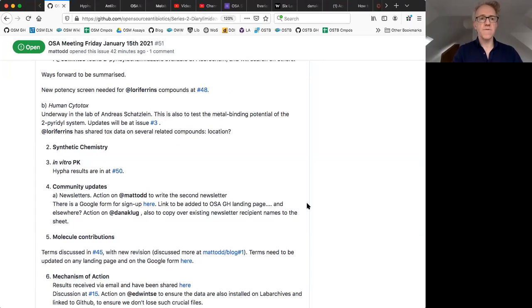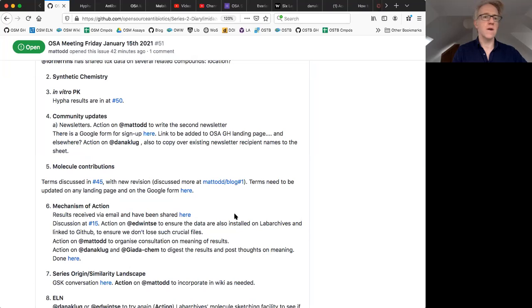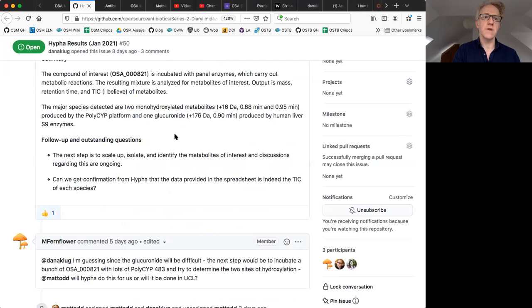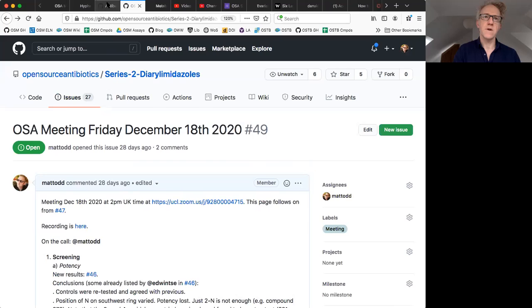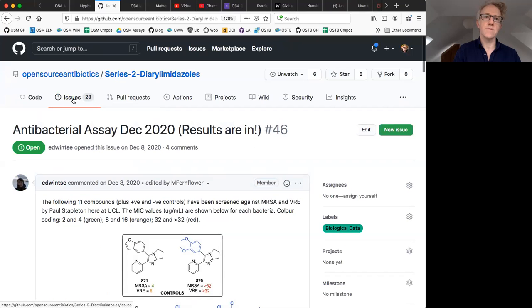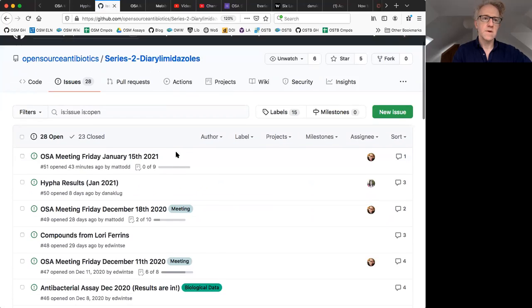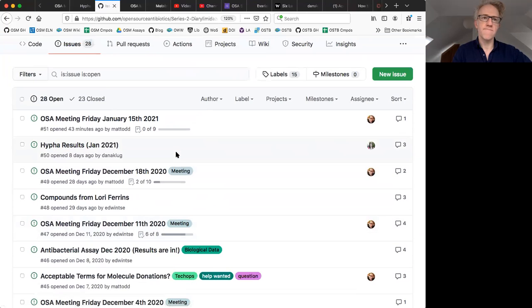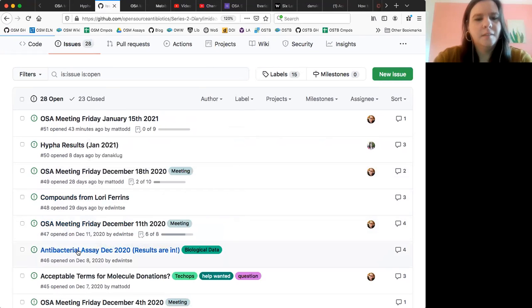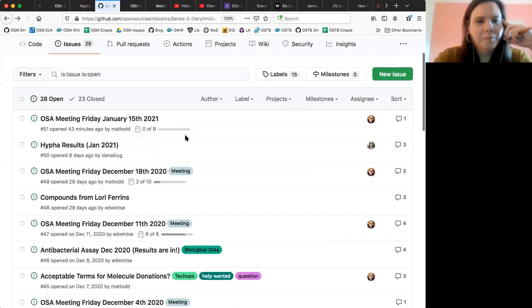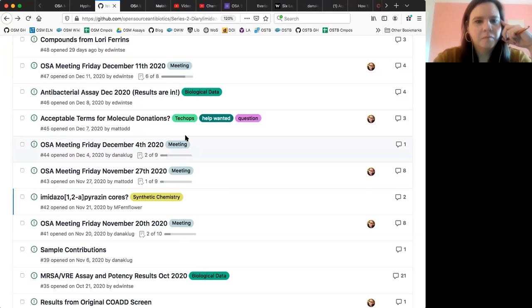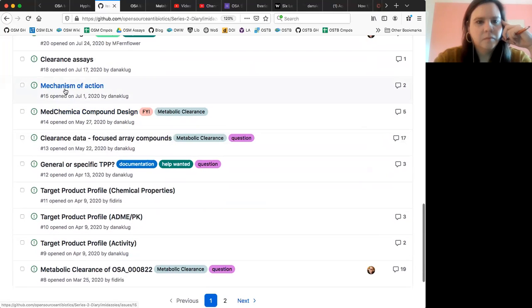Mm-hmm. And then the other thing, which was I guess the main item for us, particularly during lockdown, is the mechanism of action stuff. So Dana posted a very nice analysis of this stuff, which of course I can't find now, but I will dig it up. Wait, why can't I find it? Oh, because we started it a long time ago, so it's like issue 15 or something. Is it? Okay, fine. Yeah. Oh, there. Yeah, great.